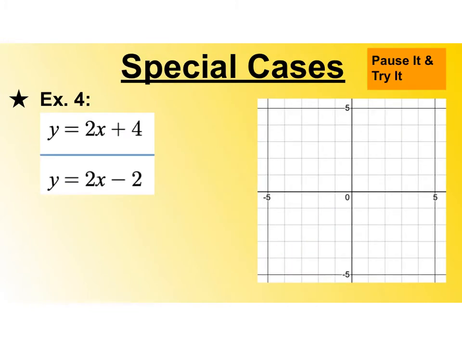Let's look at a couple of special cases. So we're going to graph the first one. These are already in slope-intercept form, so I'm going to go up to 4, and then I have a slope of up 2 over 1, so it would put me there. Remember, you could also go down 2, which is negative, and back 1, which is negative, and a negative over a negative is a positive, so that will work. And then I have this equation, 2x minus 2, so I have a y-intercept down at -2 and a slope of up 2 over 1.